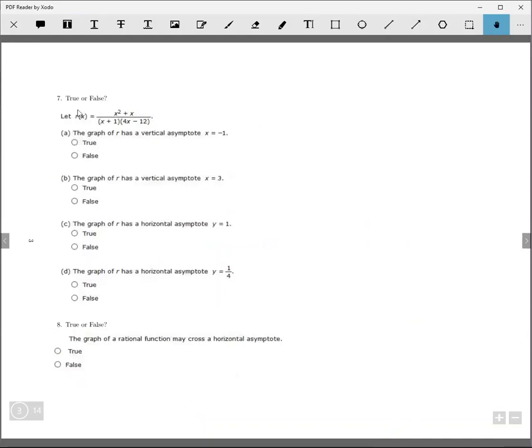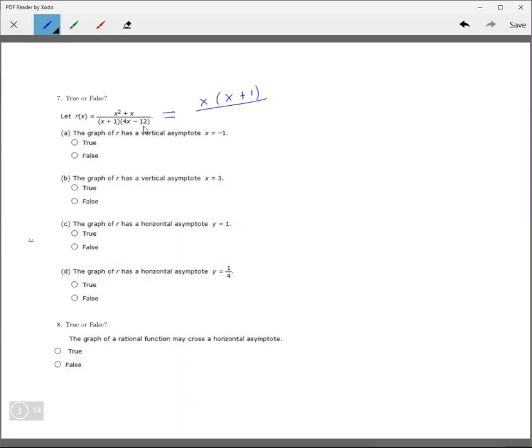Number 7. So here we have another exercise. And here, the first question: the graph of R has a vertical asymptote at x equals -1. Okay, that term, -1, is a 0 of the denominator. But notice, remember what I said, unless there's something in the numerator, they'll cancel it out. And if you factor the numerator, you get x times x plus 1. And also, you can pull a 4 out of the denominator to get that. Okay, and then these are going to cancel.